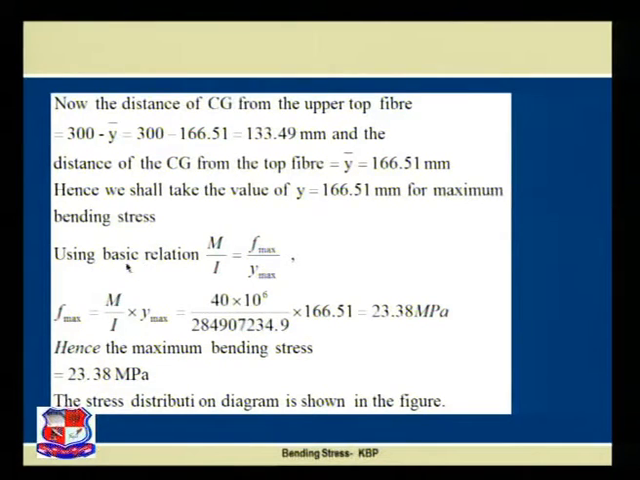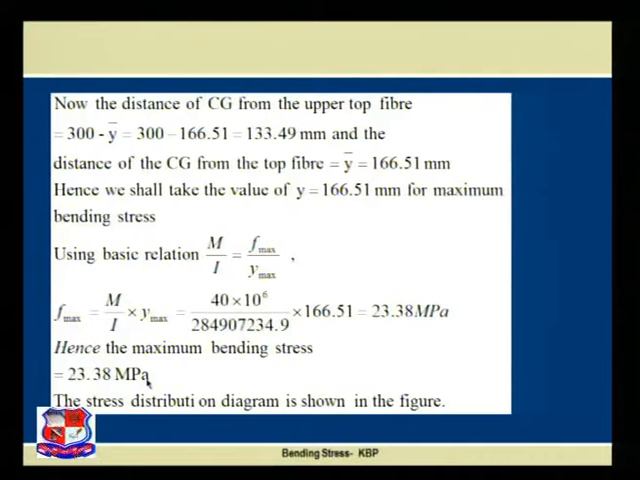So for the maximum bending stress we use the first equation, M over I is equal to f max by y max. So f max is equal to M over I into y max. The given M value is 40 into 10 raised to 6, divided by the value of I that we have found out, multiplied by 166.51. We found the value to be 23.38 megapascal. So the maximum bending stress is nothing but 23.38 megapascal, Newton per mm square.